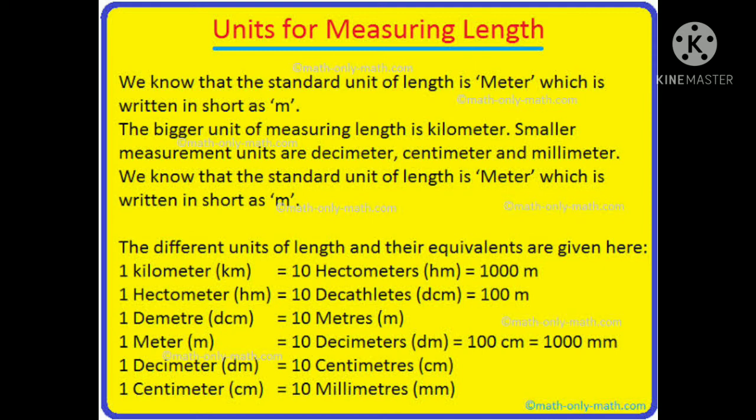So here the unit of length is the meter, and the bigger unit of length is the kilometer. Now, 1 kilometer is equal to how much? 1000 meters, 10 hectometers. 1 hectometer is 10 decameters, that is 100 meters. 1 decameter equals 10 meters. 1 meter equals 10 decimeters, which is equal to 100 centimeters, equal to 1000 millimeters. 1 decimeter equals 10 centimeters, 1 centimeter equals 10 millimeters. So these are the units for measuring length.